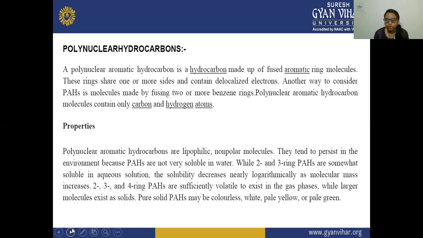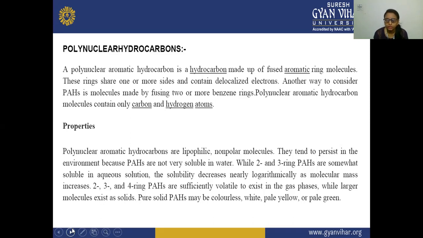So these are the hydrocarbons that are made up of fused aromatic rings. Means here the aromatic ring is fused from one side, or more sides, or from three sides. These polynuclear hydrocarbons are also containing delocalized electrons. Means there is also resonance happening and there is a delocalization of electrons. They are containing this delocalization of electrons, and this is another way to consider.